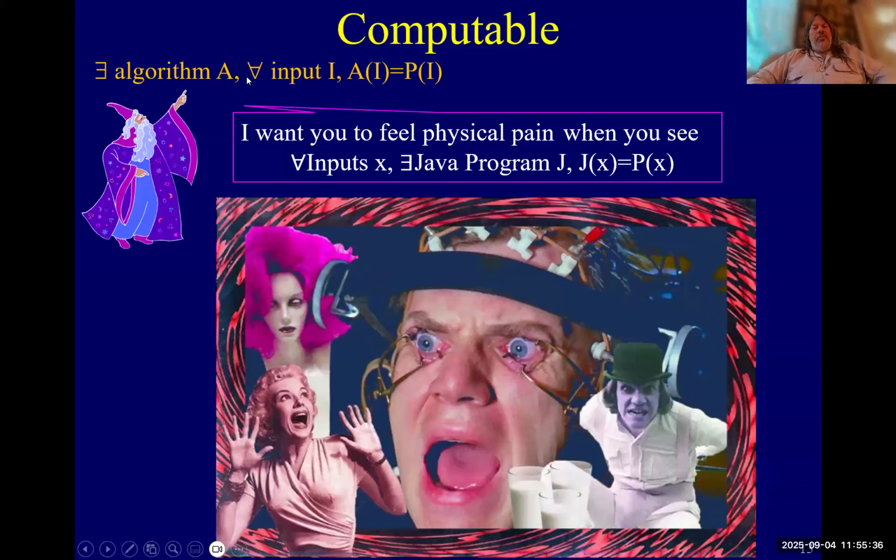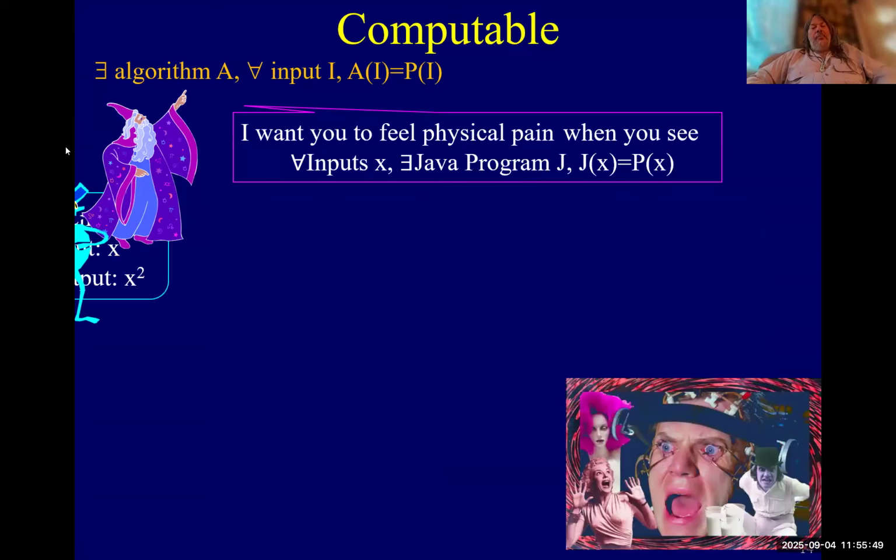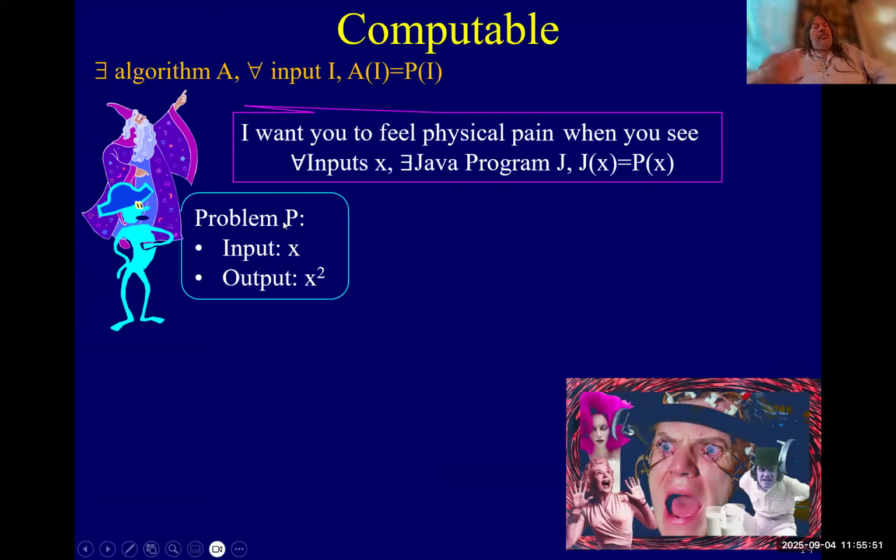And you might notice what's the difference between these. Here, the algorithm, we say there exists an algorithm for all inputs, and here we say for all inputs, there exists an algorithm, right? So we want to see what the difference between those are. And so let's talk about a particular problem.